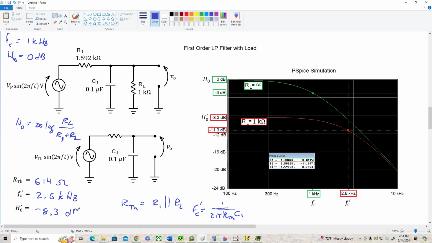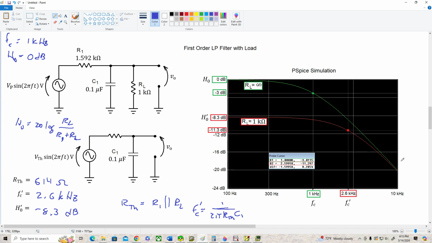All right. And looking at our PSpice simulation over here, we see that with no load, of course, H sub 0 is 0 dB. Our corner frequency or critical frequency occurs at 1 kilohertz. And when we connect the load, our passband response is minus 8.3 dB, which is what we calculated. And when we're down 3 dB from there, it'll be negative 11.3. That occurs at 2.6 kilohertz, which is again what we expected to see.